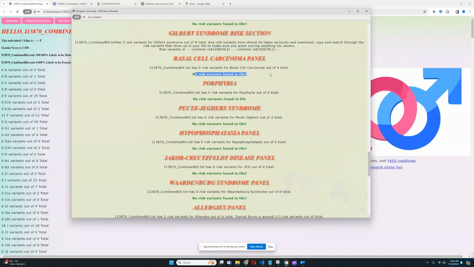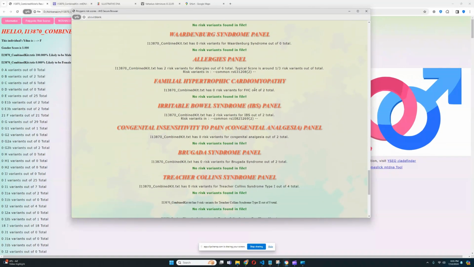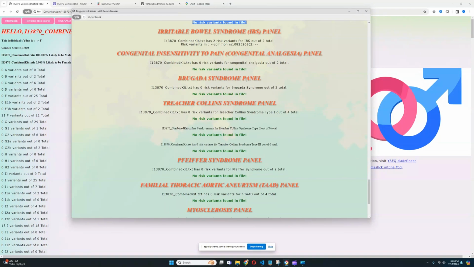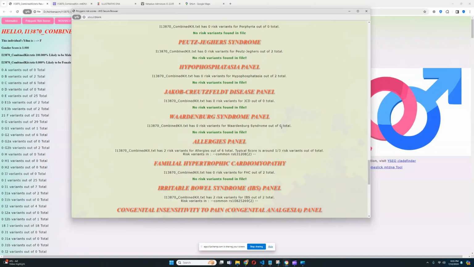No risk variants for basal cell carcinoma. No risk variants for porphyria, Peutz-Jeghers, or hypophosphatasia, and 2 risk variants for allergies right here, but they're common. No risk variants for anything else, and we are not finding any risk variants for anything else. So it's pretty good.